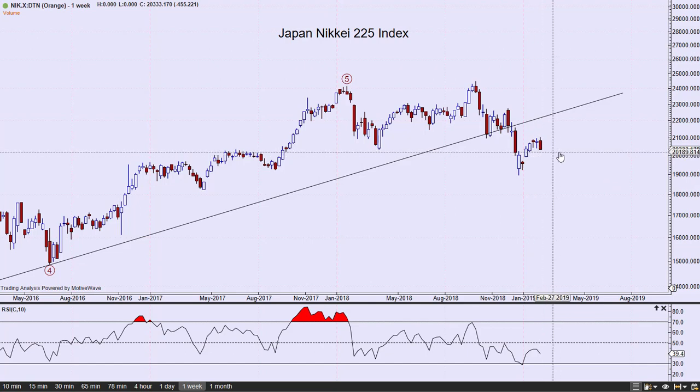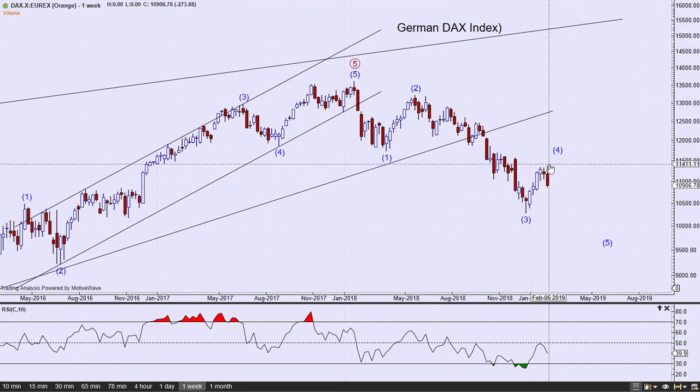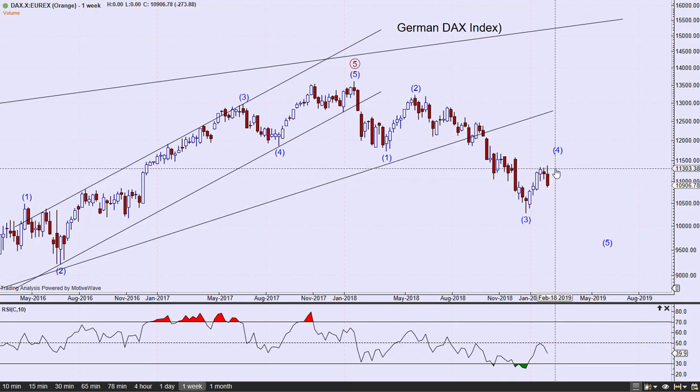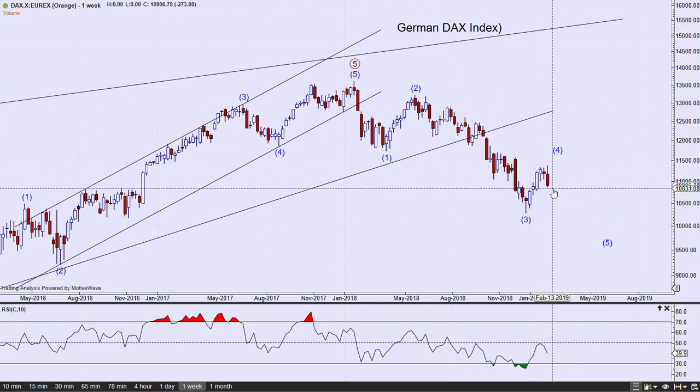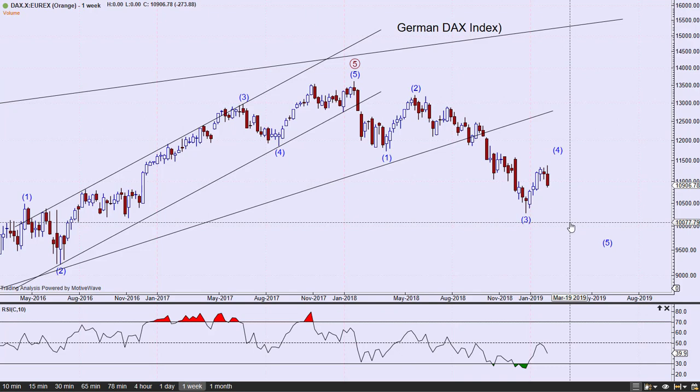And let's take a look at Germany, which I think had an even worse looking candle. So here's the picture on the German DAX. The German DAX was down 273.88 points, closing at 10,906.78. Look at this reversal candle in here. This again did similar to China, but it seems like it was a little more exaggerated, a little more negative. Closed below the trading of the last 2 weeks, engulfed both of the last 2 weeks in here. So pretty negative picture. This is definitely trending down.